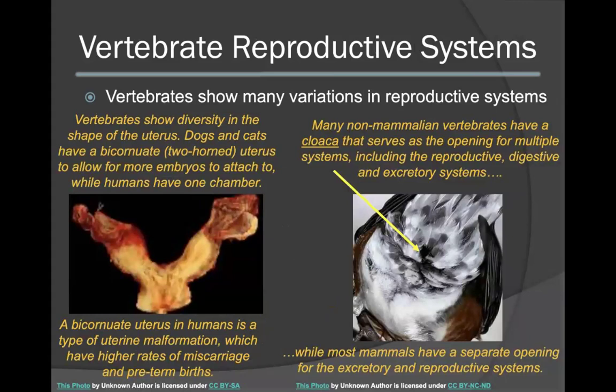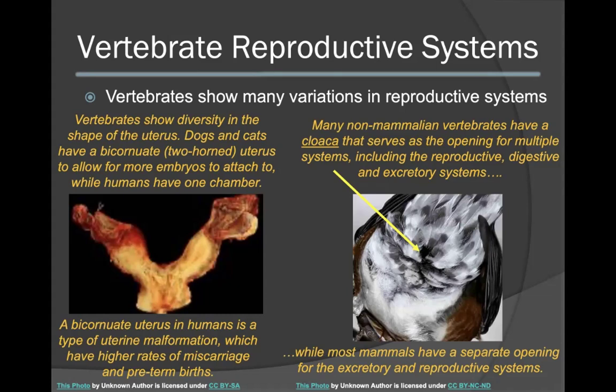Vertebrates in general show many variations with respect to their reproductive systems. For instance, vertebrates can show diversity in the actual shape of the uterus. Dogs and cats have what is termed a bicornuate, or two-horned, uterus. This allows for more embryos to attach, while humans typically have one chamber. A bicornuate uterus is considered a uterine malformation that does occur in some humans. However, people with this condition typically have higher rates of miscarriage and preterm births.